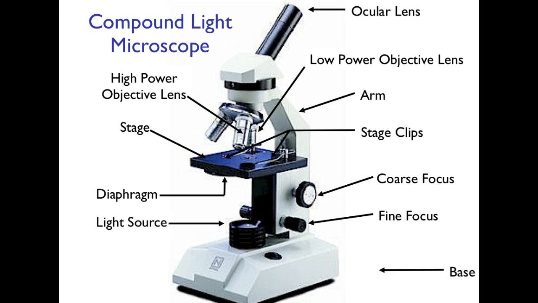The very bottom of the microscope is called the base, and it basically holds everything together and supports the whole microscope. The base, in combination with the arm of the microscope, are the two places that you hold on to it when you're carrying it from one place to another.